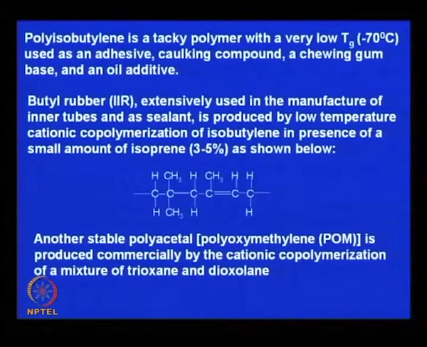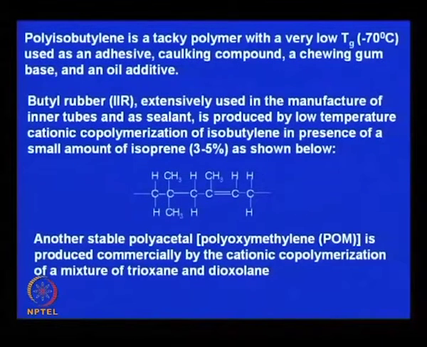What is tackiness? Now, if you take two polymer surfaces, and the surfaces of those two polymers are sticky, then those two polymer surfaces can adhere to each other. Anyway, sorry, that is tackiness. If it is tacky, then only it will adhere to another polymer surface. So, polyisobutylene is a tacky polymer with a very low glass transition temperature.